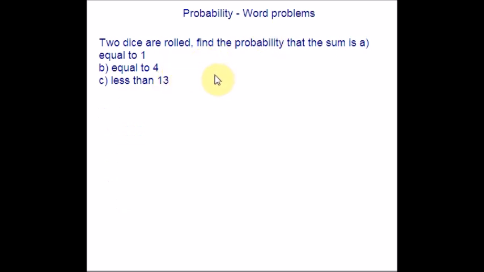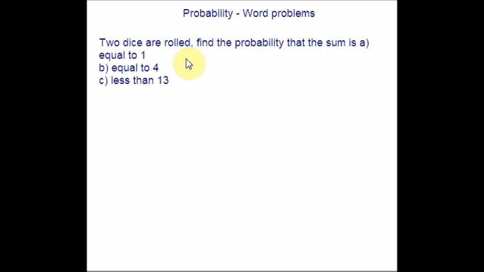Here is the next example. Two dice are rolled. Find the probability that the sum is equal to 1, equal to 4, less than 13. There are 3 cases. As usual, you're going to list out the sample space. So what is the sample space for this event?